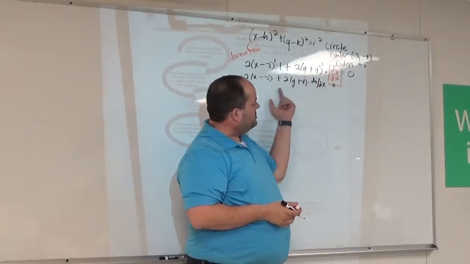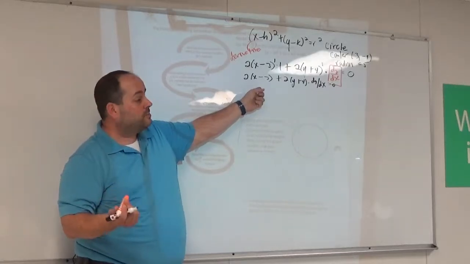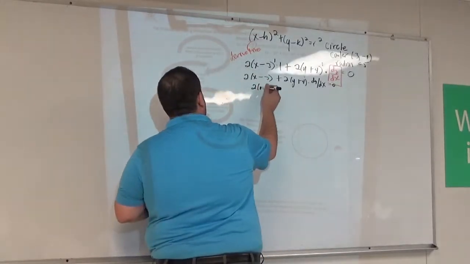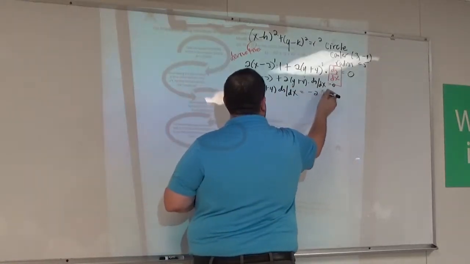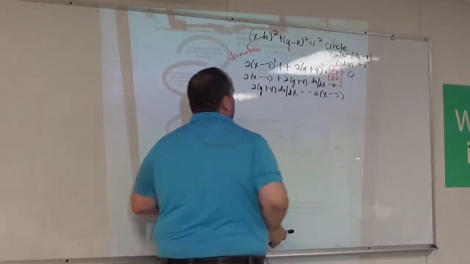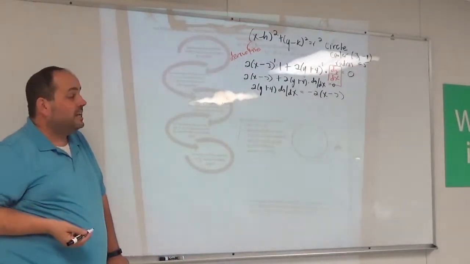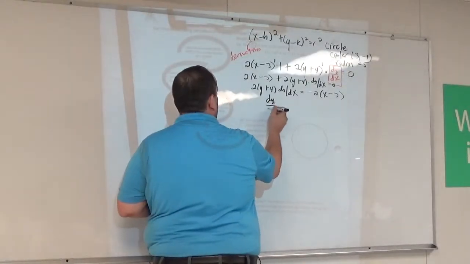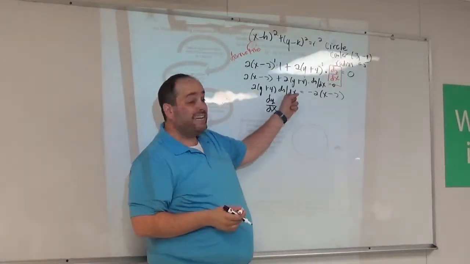This whole expression has dy dx. This one doesn't. A good algebra move is to move that to the other side. So I'm going to say that (2 times y plus 4) dy dx is equal to the negative of 2 times (x minus 3). I still need to find dy dx. So my next algebra move, the legal algebra that I can do here to get dy dx by itself.